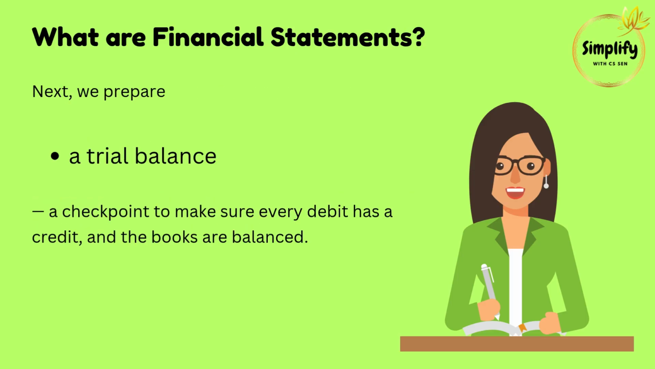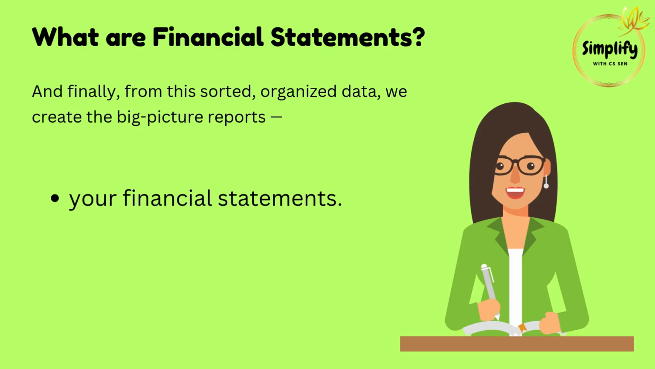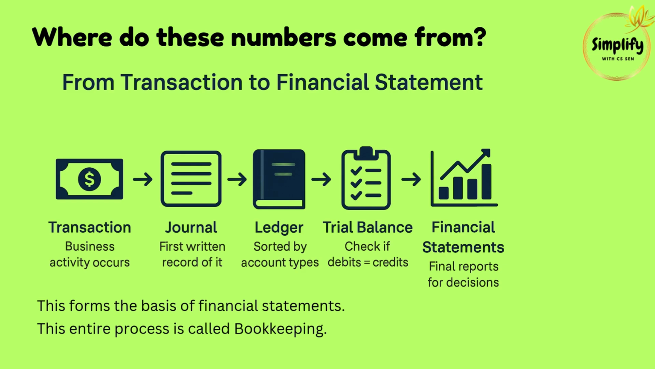Next, we prepare a trial balance, a checkpoint to make sure every debit has a credit and the books are balanced. And finally, from this sorted, organized data, we create the big picture reports, your financial statements. You might be wondering, where do all these numbers in financial statements actually come from? They come from the day-to-day transactions happening across the business.